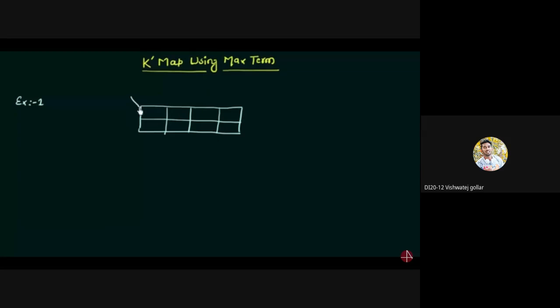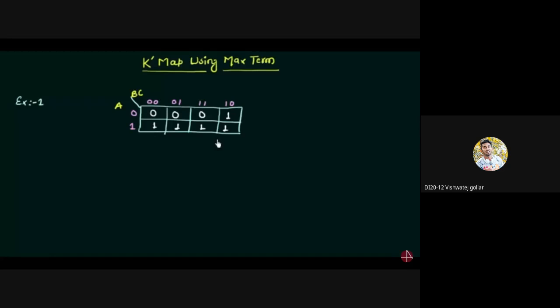Okay, and the variables are A, B, C. A is your max term, C is your min term. 0, 0, 1, 1, 1, 1, 0, 0, 1. Okay, now the entries are 0, 0, 0 and 1, 1, 1.